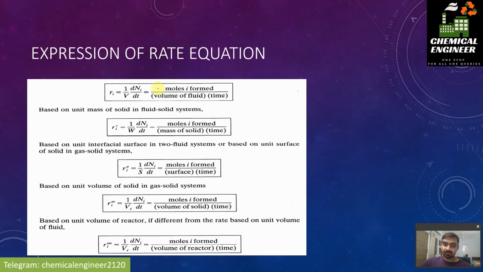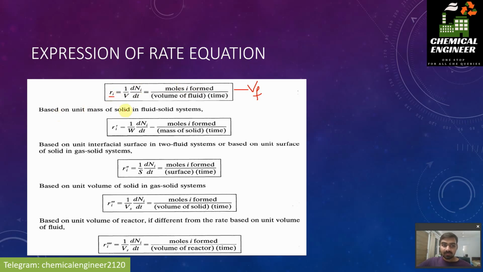Like I have discussed, the first is based on the volume of fluid. Suppose in a tank we have a volume of fluid Vf. So we will write its rate as: rate of reaction is equal to 1 by the volume of fluid into the moles of I formed. This is for a product. We are not writing a minus here because we are considering product I.